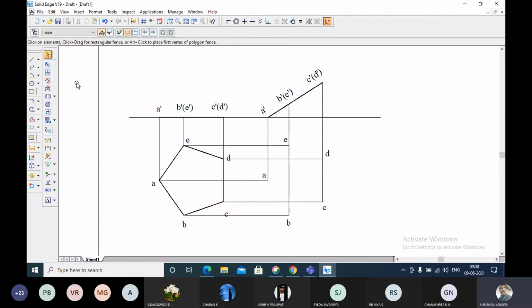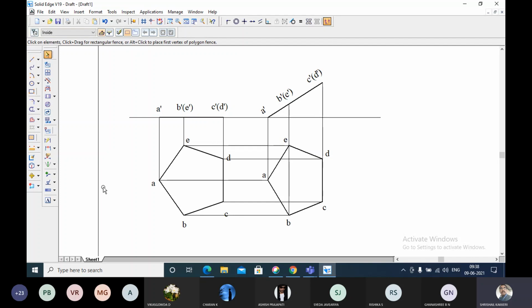Now I can join this pentagon by using the visible line. So this one, A to B, B to C, C to D, D to E. Always select a reference of end point only. And now it no longer appears to be a regular pentagon because it is inclined to that plane. On that plane, it gets only the apparent length because it is inclined. Now this is the second position.